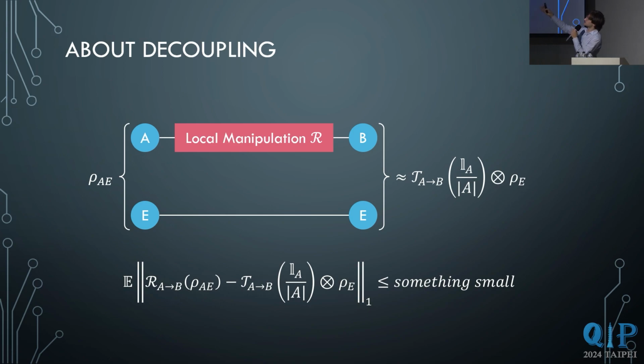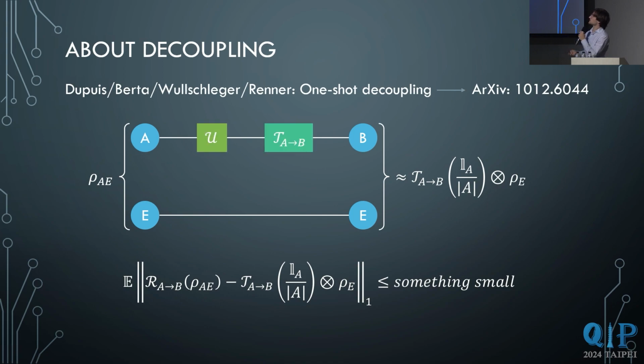And this single user scenario was analyzed by Dupuis, Berta, Wullschleger, and Renner. And in this paper, one-shot decoupling, they saw that this decoupling can be achieved with a process that involves a random unitary chosen from a two-design and a fixed CPTP map.